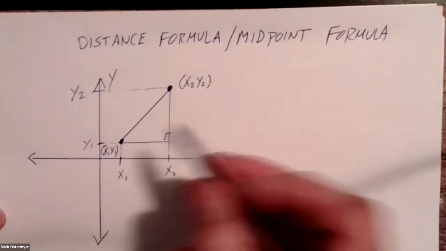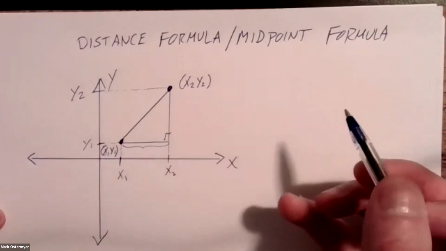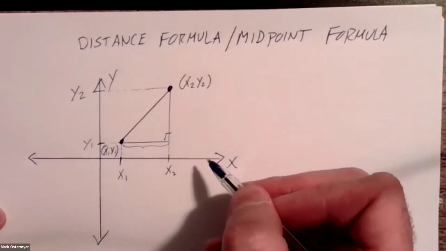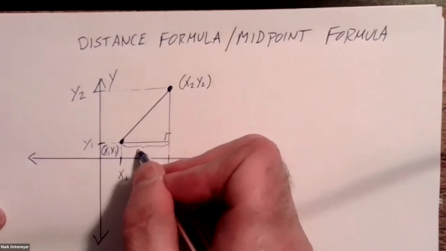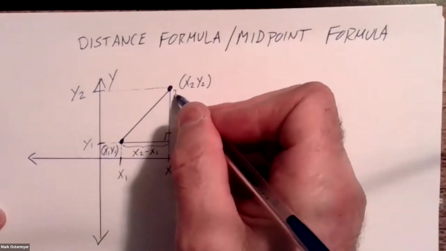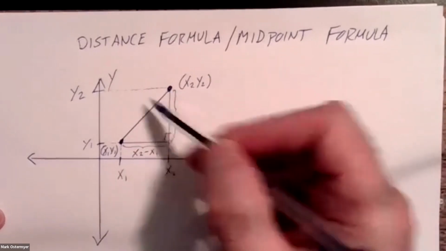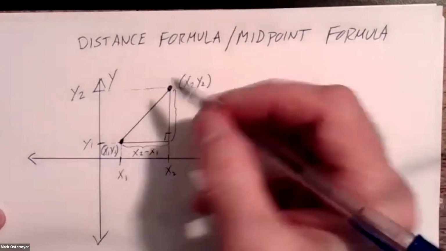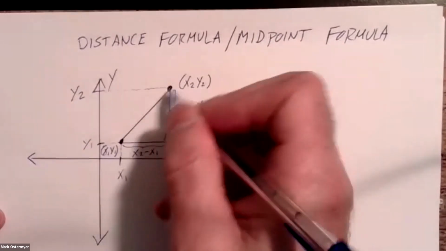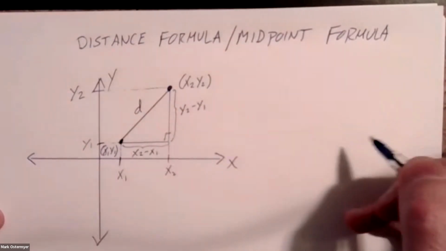Okay. So ladies and gentlemen, what would be the length of this leg of my right triangle here? Well, the length of this leg of my right triangle is going to be the difference between the x coordinates. So we'll say x sub 2 minus x sub 1. The length of this leg of my right triangle is going to be the difference between the y coordinates, y sub 2 minus y sub 1. We'll call the length of the hypotenuse, the longest side of my right triangle, we'll call its length d.